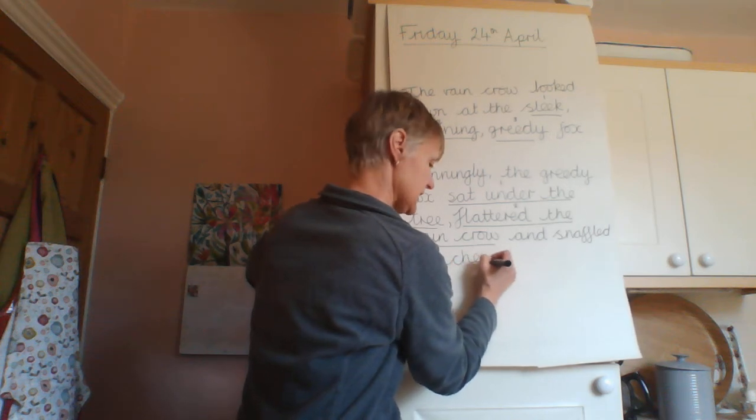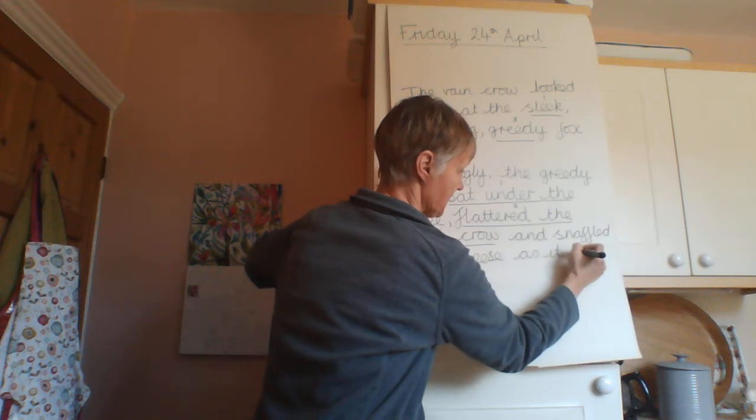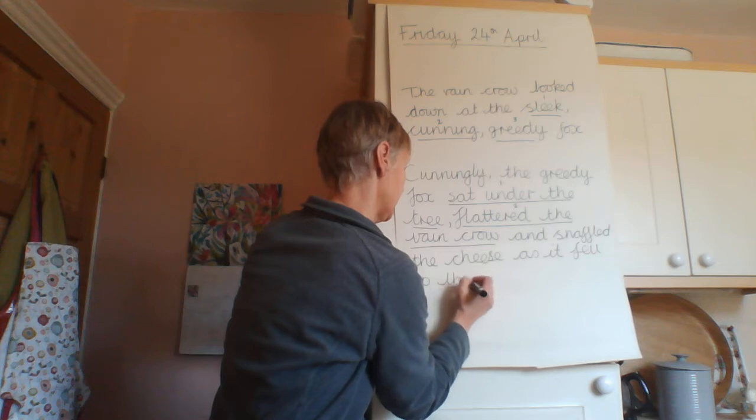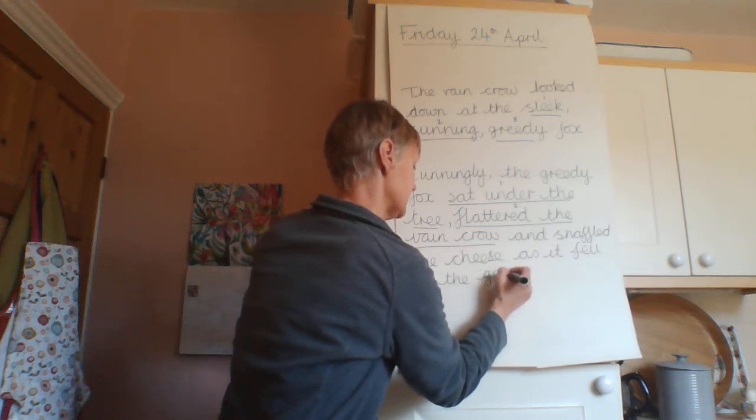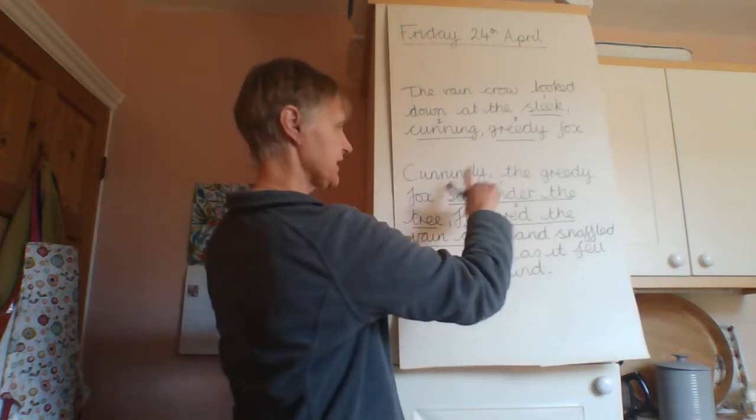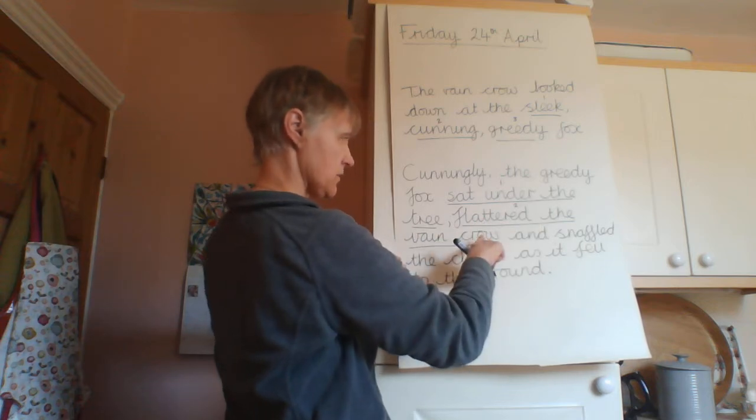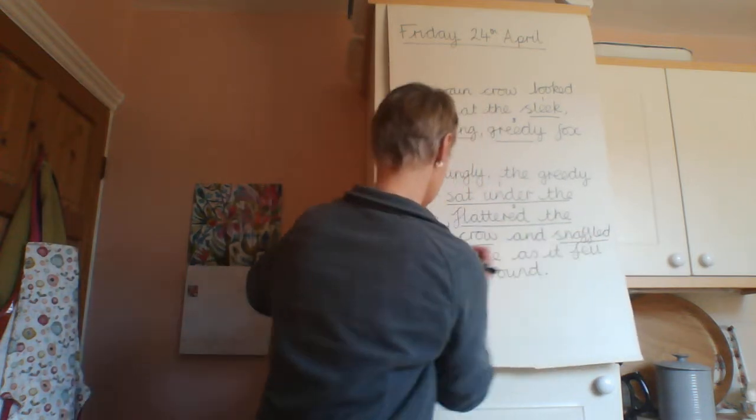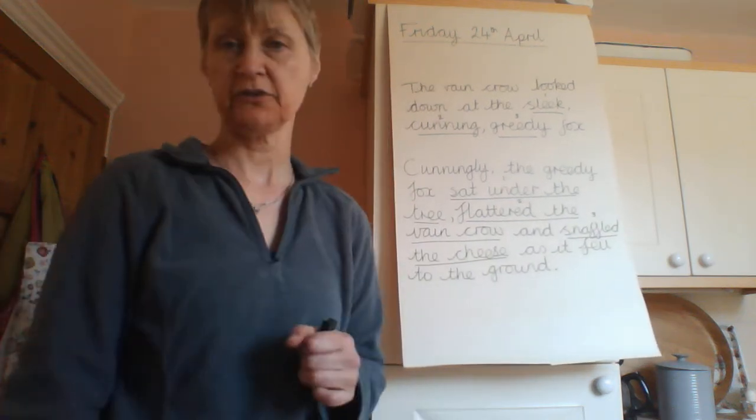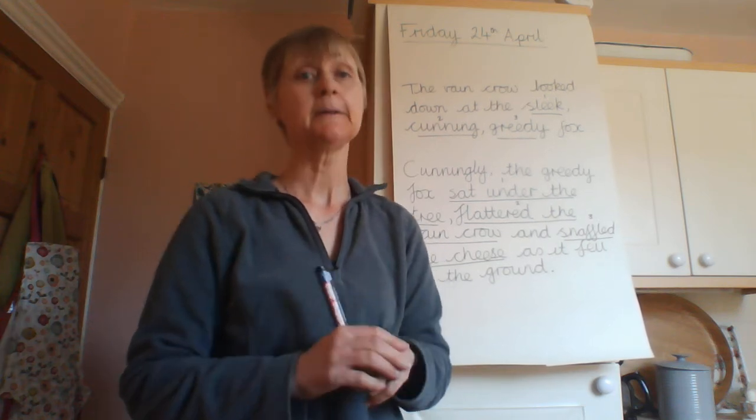The cheese as it fell to the ground. And there I have, full stop. 1, he sat under the tree. 2, he flattered the vain crow. And 3, he snaffled the cheese as it fell to the ground. So that's your 2 types of power of 3 sentence.